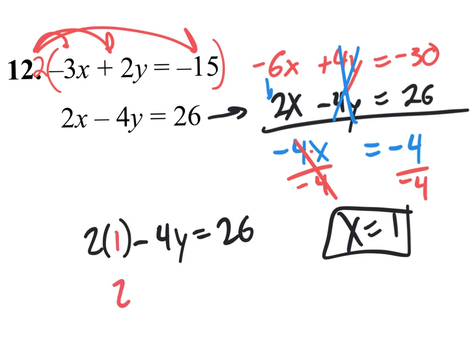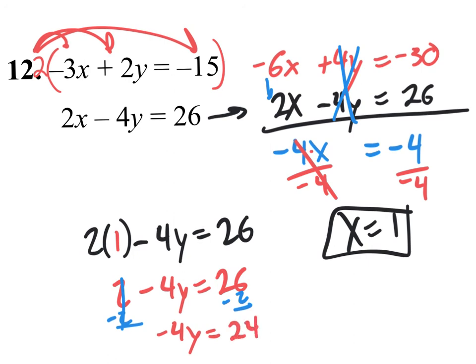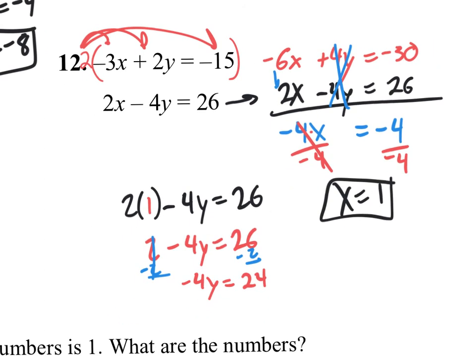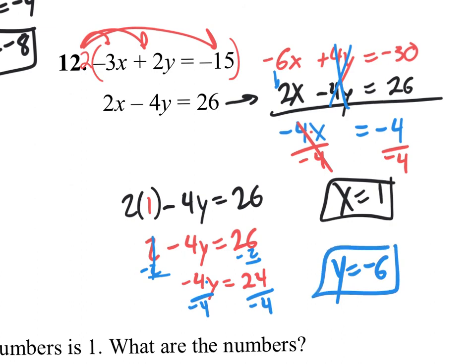So I really have 2 minus 4y equals 26 because 2 times 1 is 2. Subtract 2 and we end up with negative 4y equals 24. Final step will be to divide both sides by that negative 4. We'll get y equals negative 6. So our answer number 12 as a coordinate will be 1 comma negative 6.